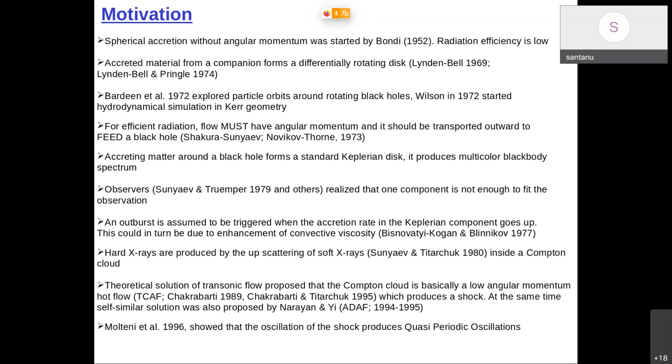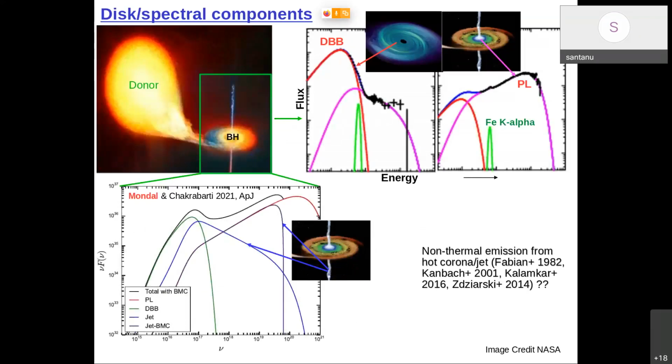In 1996, Molteni proposed that the observed periodicity in the light curve can originate from the oscillation of the Compton cloud, or from the oscillation of the shock. So as I said, today I will talk about this isolated black hole only. When it is cold, that is in the quiescent state, the spectrum is mainly dominated by the disk blackbody component. However, as matter starts accreting and black hole activity starts, the inner region of the disk becomes hot and produces a power law spectrum.